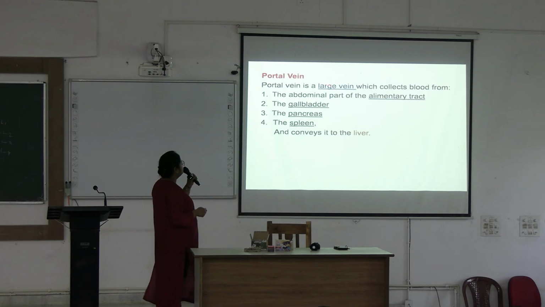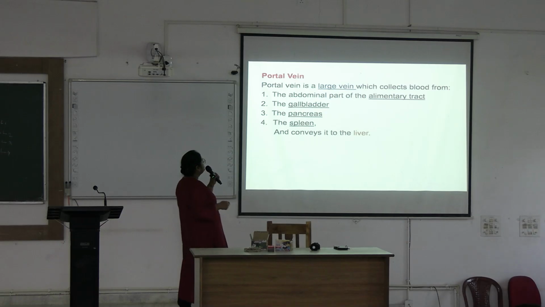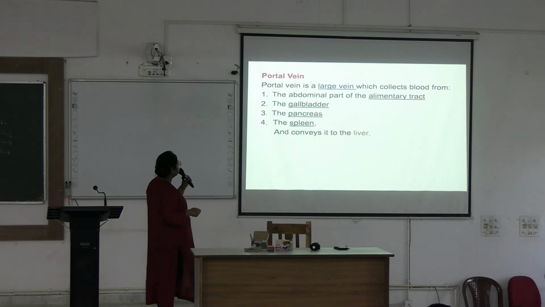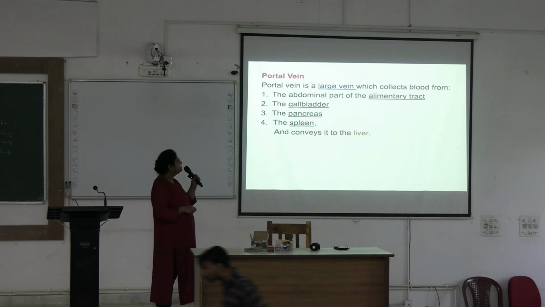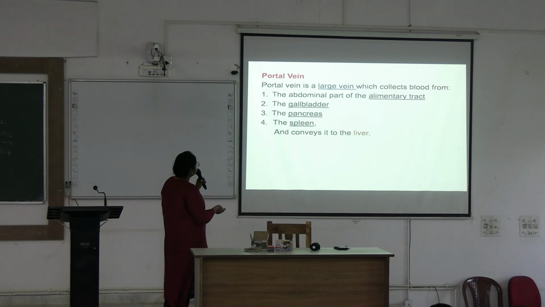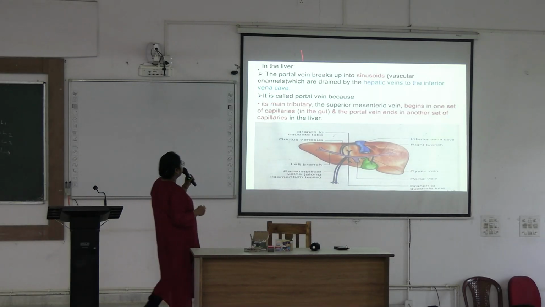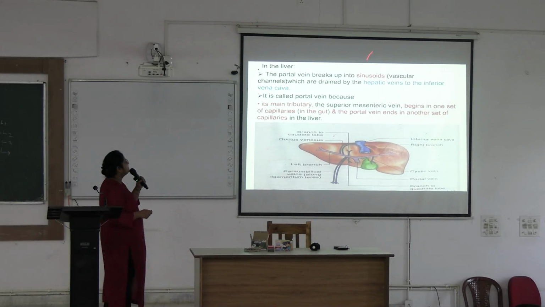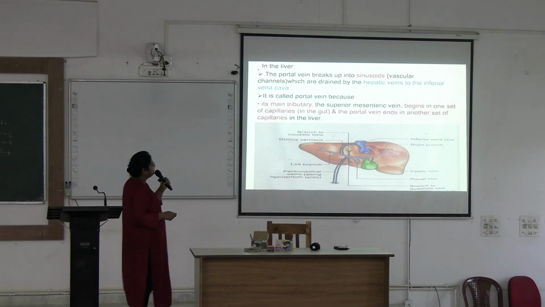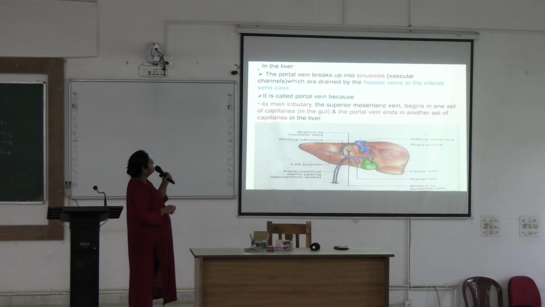So portal vein is a large vein which collects the blood from the abdominal part of the alimentary tract, the gallbladder, the pancreas, the spleen, and it conveys it to the liver. So this is the area portal vein collecting the blood. In the liver, the portal vein breaks up into sinusoids. Sinusoids are vascular channels, and which are drained by the hepatic veins to the inferior vena cava.